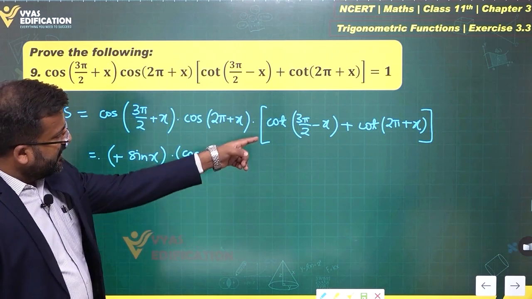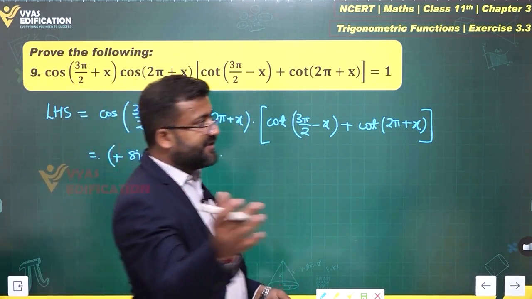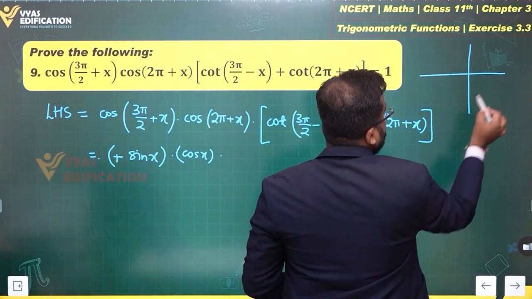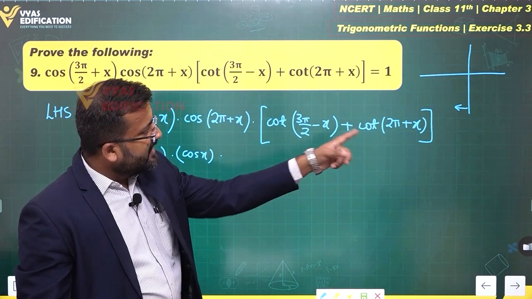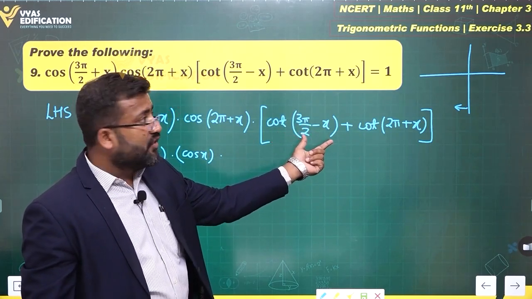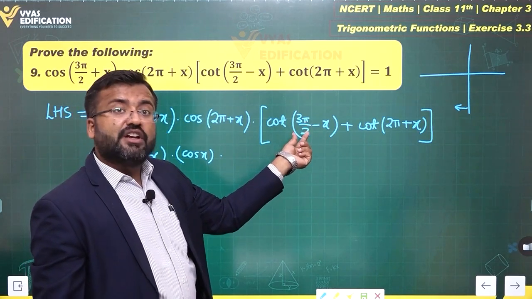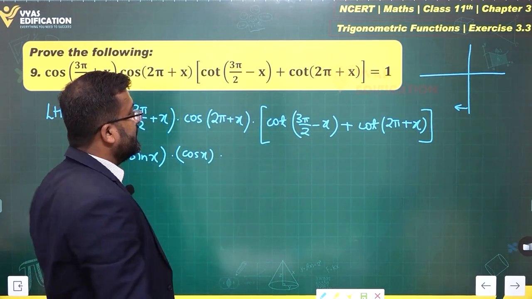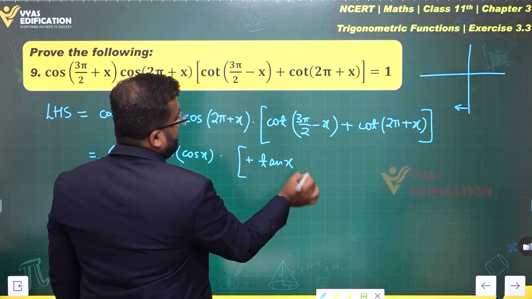What about this over here? Cot of 3 pi by 2 minus x. Let's recall cot of 3 pi by 2 minus x. 3 pi by 2 minus x is actually this quadrant, right? 3 pi by 2 is that line and 3 pi by 2 minus x is that quadrant. This is the third quadrant. In the third quadrant, cot is positive, but because of 3 pi by 2, cot will convert in terms of tan. So this is plus tan x.